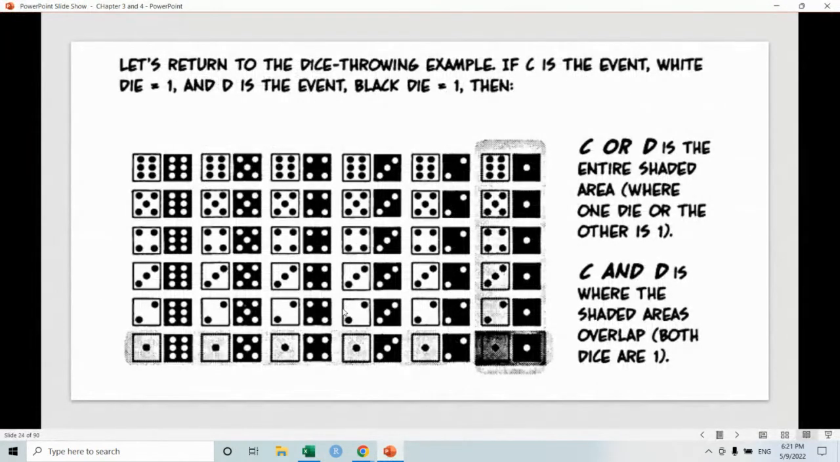Okay, so let's return to the dice throwing example. If C is the event white die equals 1, and D is the event black die equals 1, then C or D is the entire shaded area. It's kind of blurry, but it's the bottom row and the far right column. So C or D is the entire shaded area where one die or the other is 1. C and D is where the shaded areas overlap, both dice are 1. So in an OR statement, at least one of the dice has a 1, but using the word and, both of them would have to have a 1.